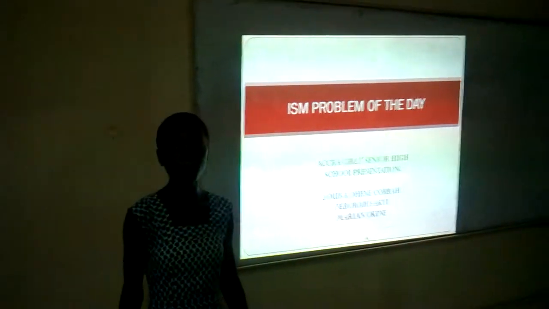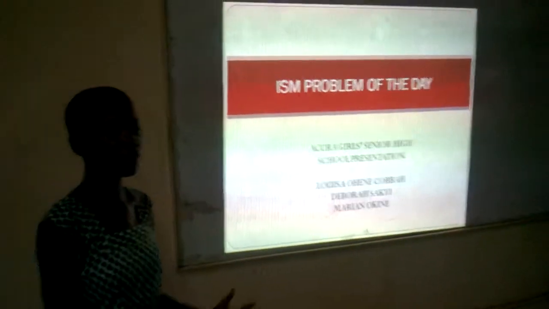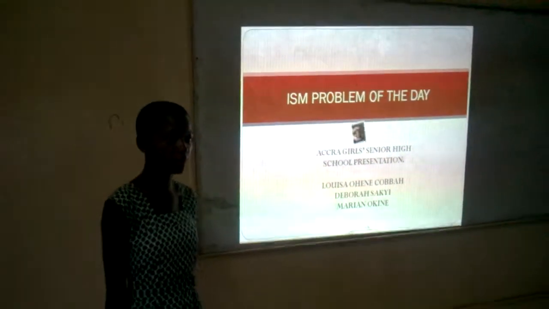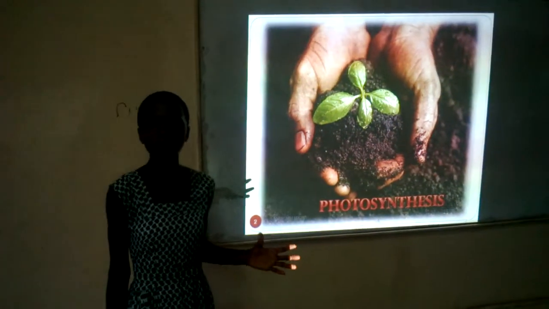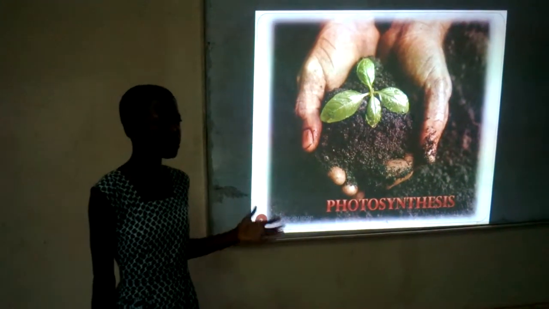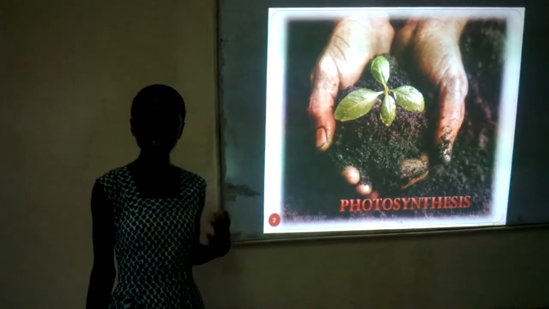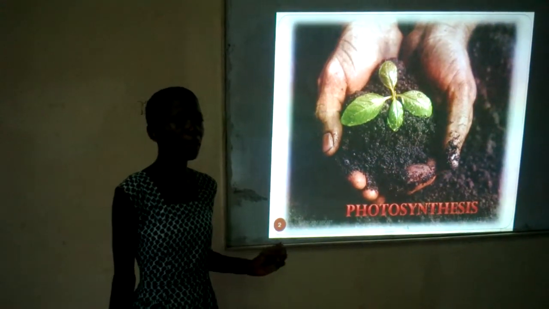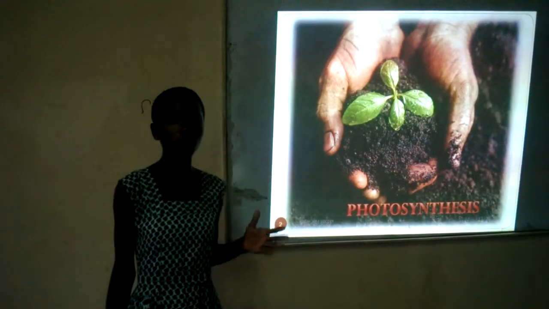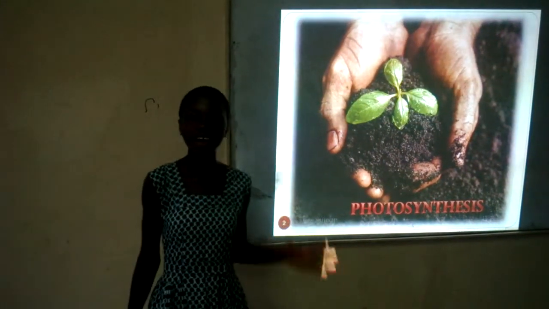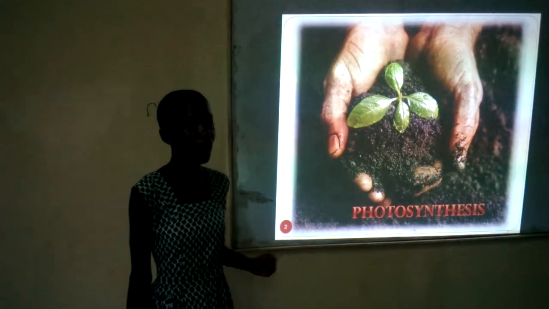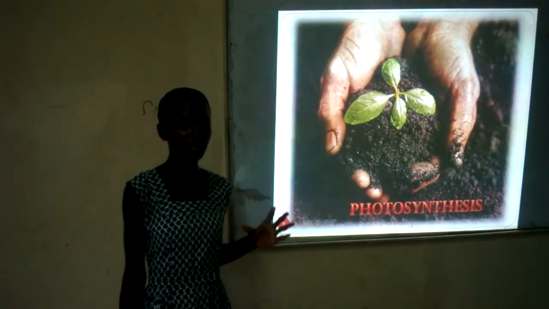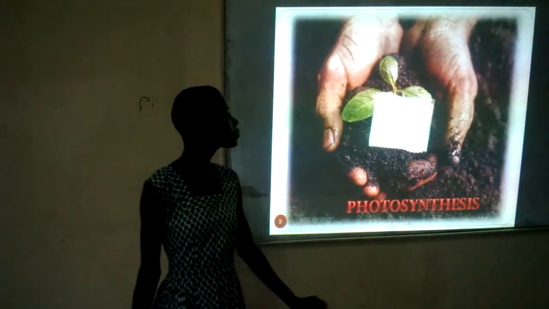The ISM problem of the day is 3 factors that affect the rate of photosynthesis. You might be wondering, what is photosynthesis? Photosynthesis, in my opinion, is a biological process whereby green plants manufacture their own food, synthesizing organic substance from carbon dioxide and water, utilizing the energy absorbed from the sun by chlorophyll.